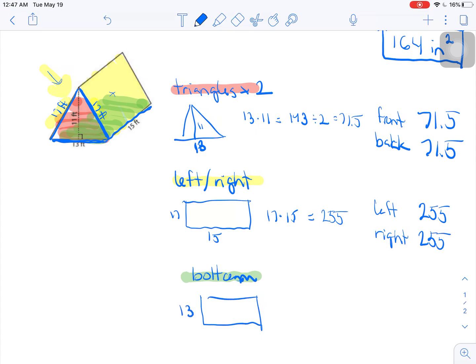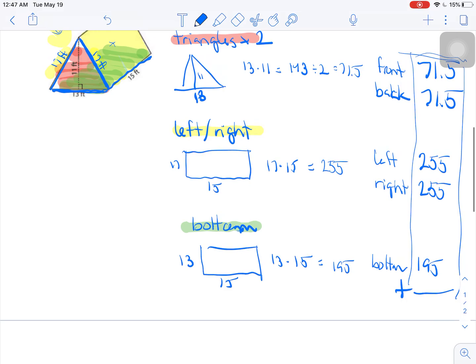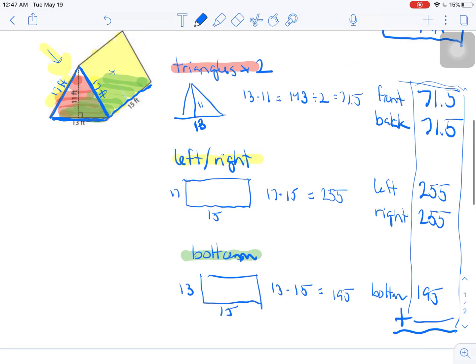So with that highlighted in, you can kind of see, okay, that one's going to be 13 by 15. So that's going to be a 13 by 15 rectangle. And again, rectangle, length times width. So that makes a nice, quick, simple calculation. So 13 times 15 gives us 195. And we only have one of those bottom edges, so that's going to be the bottom. So 195.